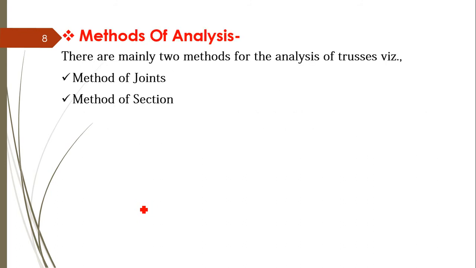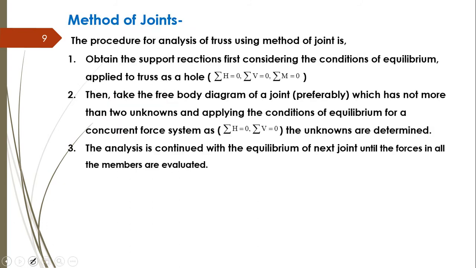Now for the methods of analysis, there are two methods used for the analysis of trusses: first, the method of joints, and second, the method of sections. Now let's see the method of joints.